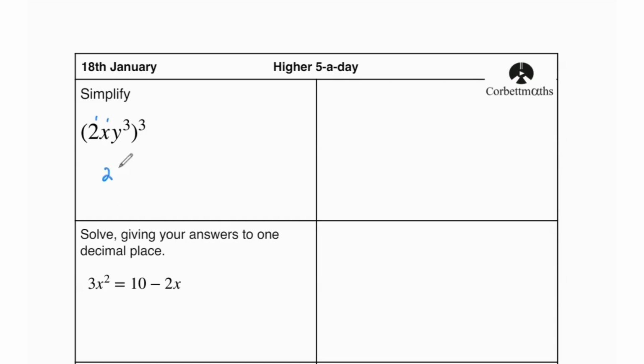So it will be 2³ times x³ times (y³)³. Like I said, the power of 3 outside the bracket gets distributed on each and every term inside the bracket. So that's 8 times x³ times y to the power of 3 times 3, which is 9. So 8x³y⁹. That's your answer.